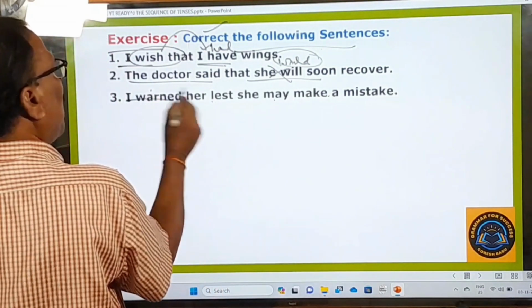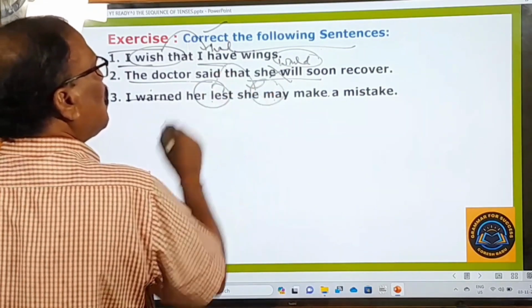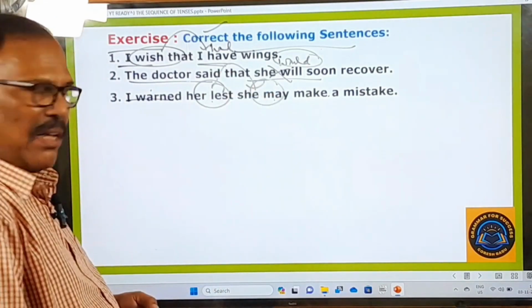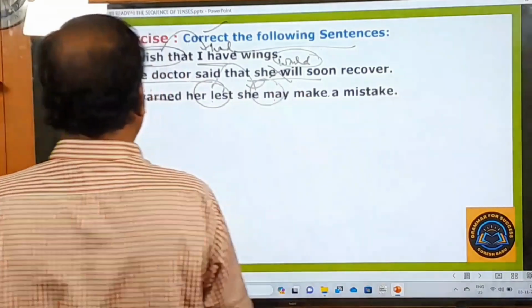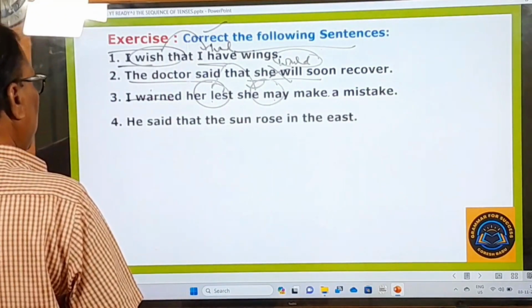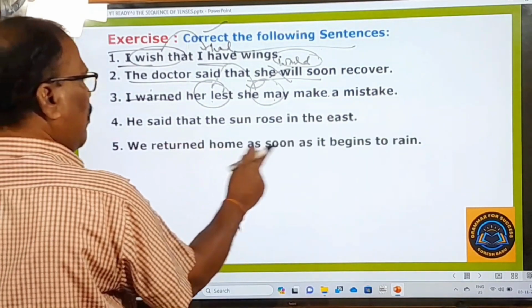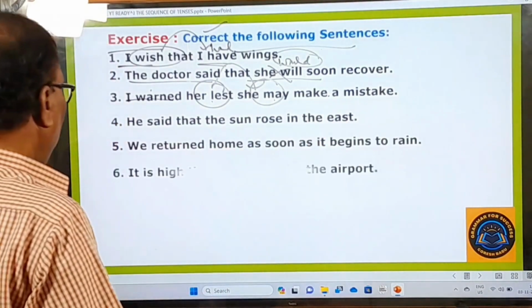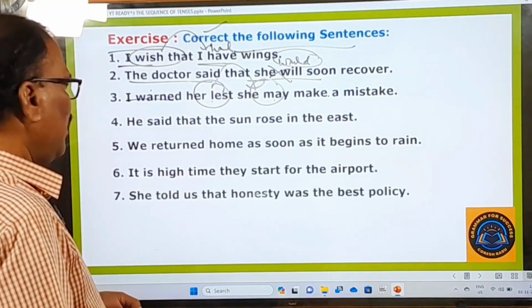So like that, I warned her lest she may make a mistake. I warned, simple past tense. Lest is there. After lest, you must use only should, not may. So you must drop that and you must use only should. So in this way, second one, third, fourth one, he said that the sun rose in the east. Okay, you can do that. Here we return home as soon as it begins. Okay, and it is high time they start for the airport.